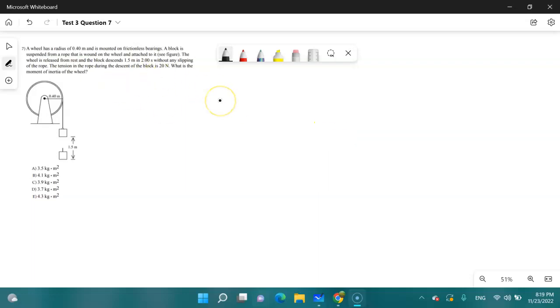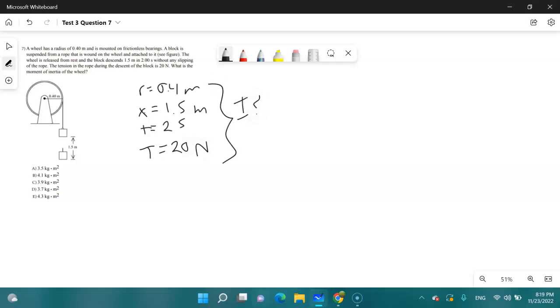A wheel has a radius of 0.4 meters, so we can put that first value, and is mounted on frictionless bearings. A block is suspended from a rope that is wound on the wheel and attached to it. The wheel is released from rest, and then the block descends 1.5 meters in 2 seconds without any slipping of the rope. The tension in the rope during the descent of the block is 20 newtons. What's the moment of inertia in the wheel? So we're looking for the inertia here.